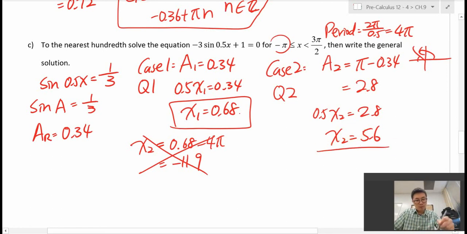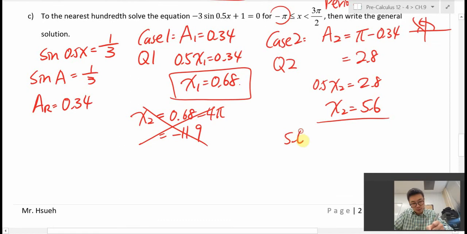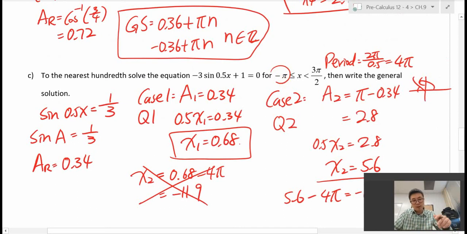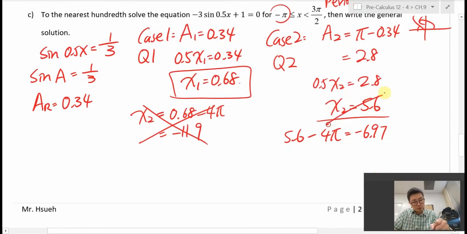Now you should check if this is actually more or less than 3 pi over 2. So I'm going to check 3 pi over 2 and see what that is. 3 pi over 2 turns out to be 4.7, and 5.6 is more than that, so we will have to reject this answer. However, we can use this 5.6, take away the period, and see if this fits in the domain. Okay, 5.6 minus 4 pi is going to be negative 6.97, and again, this is still less than negative pi, so we will not only reject this answer, we will also reject this answer. So within this domain, this is the only answer that we have.